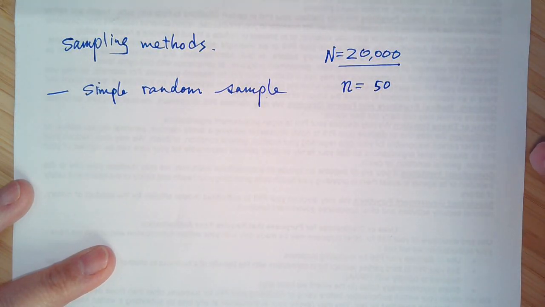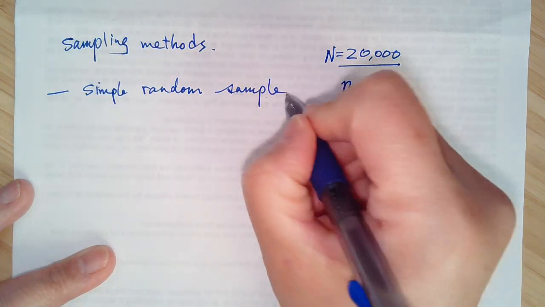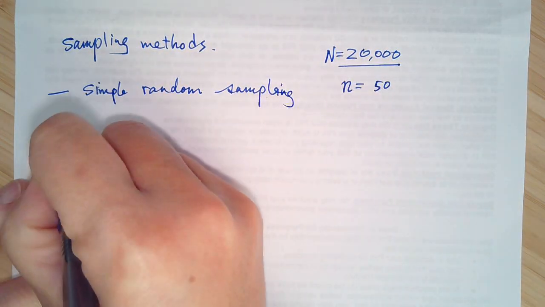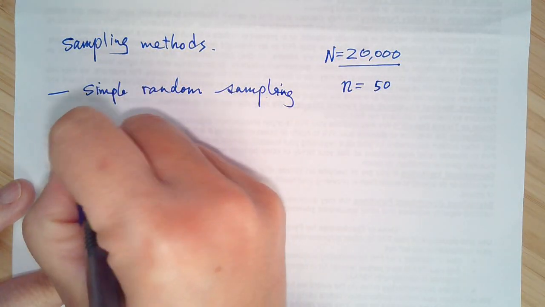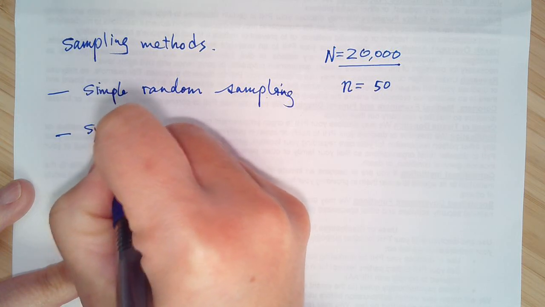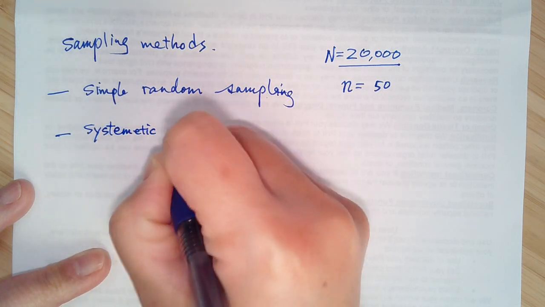Okay, now the next one, we call this systematic sample. Systematic sampling. Okay, we talk about the sampling methods. So systematic sampling.